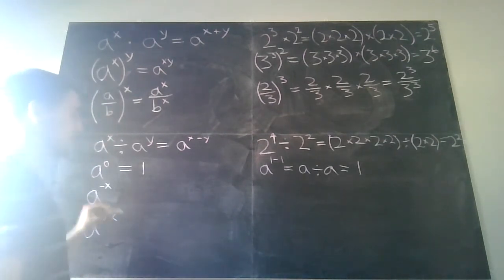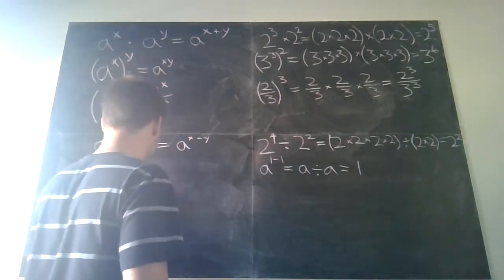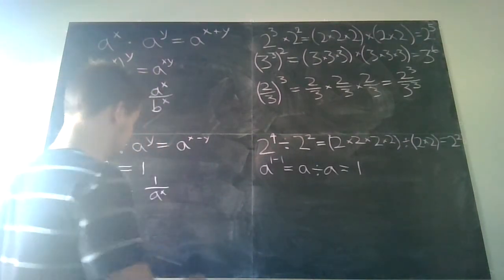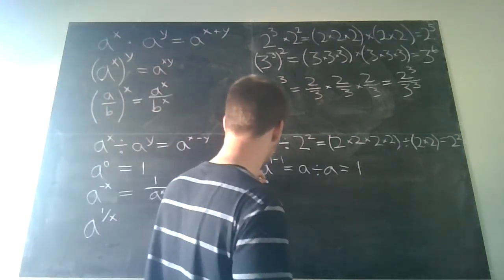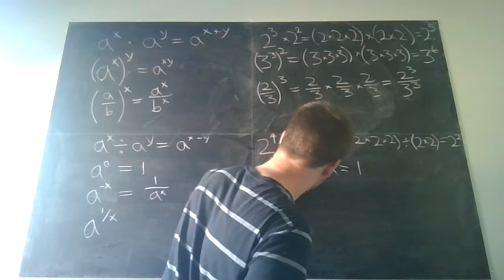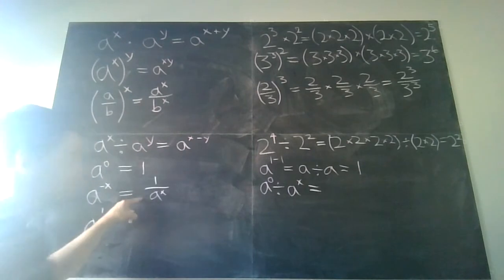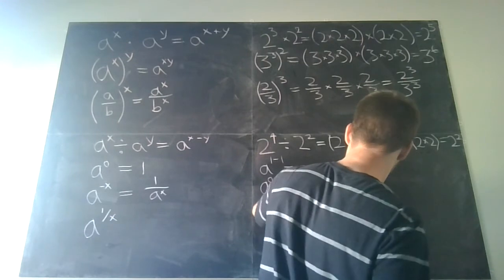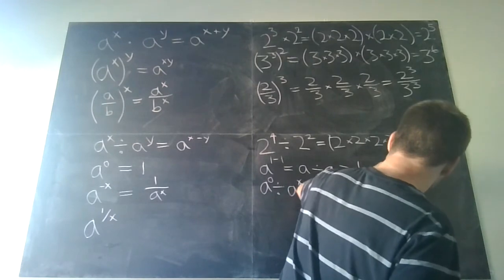a to the negative x equals 1 divided by a^x. So if we can take the liberty here of substituting a^0 for 1, let's say a^0 divided by a^x, which we know is the same as 1 divided by a^x, is equal to a^(0-x) equals a^(-x).